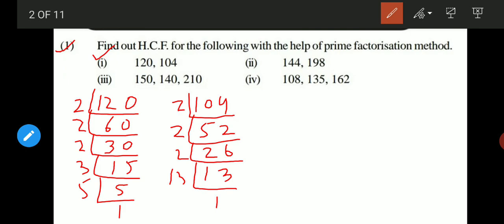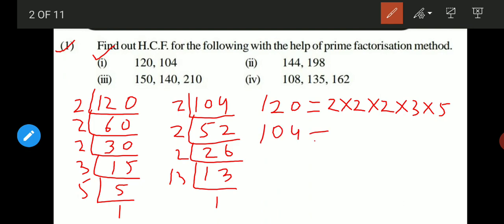So that means the prime factorization of 120 is 2 into 2 into 2 into 3 into 5: three 2s, one 3 and one 5. Now 104, you can check, is 2 into 2 into 2 into 13: three times 2 and one time 13. So now the highest common factor, the HCF. What will be the HCF?